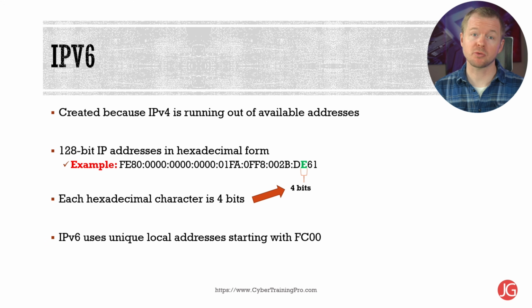IP version 6 was created because we're running out of IPv4 addresses to use. IPv6 has 128-bit IP addresses in a hexadecimal format. You can see on the screen the IPv6 example address is really long. Each hexadecimal character in it is composed of 4 bits. IPv6 uses unique local addresses that start with FC00 and they aren't assigned to systems on the internet.